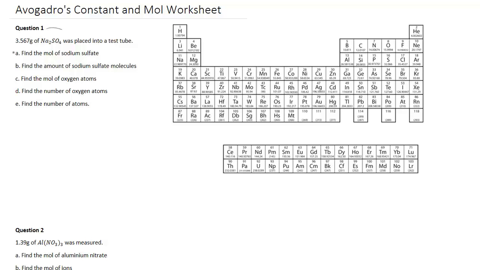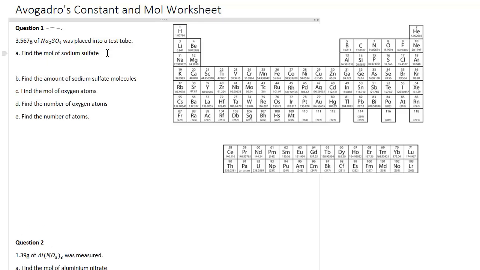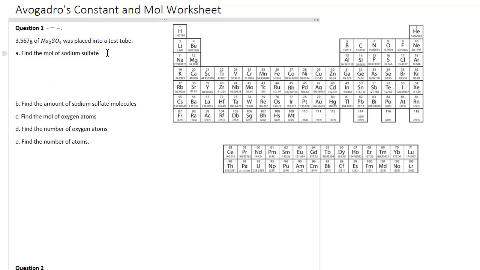So question 1 says this amount of sodium sulfate was placed into a test tube. And the first thing that you want to find is the mole of sodium sulfate. Okay, so I'm just going to make space for it here. To figure this out, you know the mass of your sodium sulfate, which happens to be 3.567 grams.